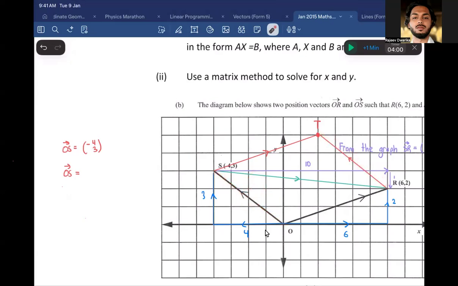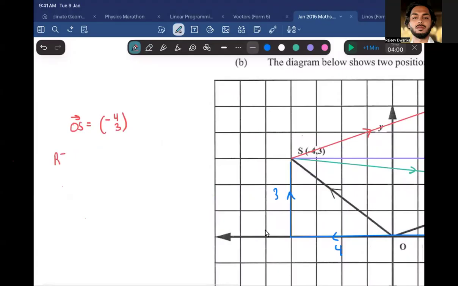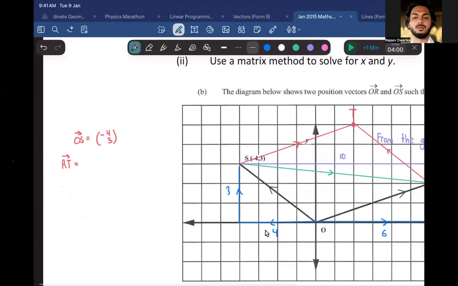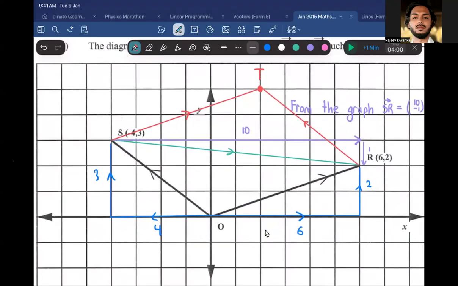But here is what I'm saying, Joshua. I'm saying that if this is a parallelogram, then vector O to S is supposed to be equal to R to T. So now we have to find what R to T is. So we need to figure out what R to T is. And if they are equal, that means that those two sides are parallel. So Joshua, how would I figure out vector R to T?